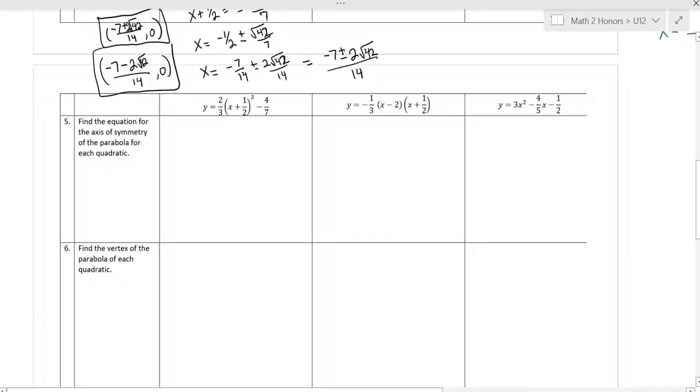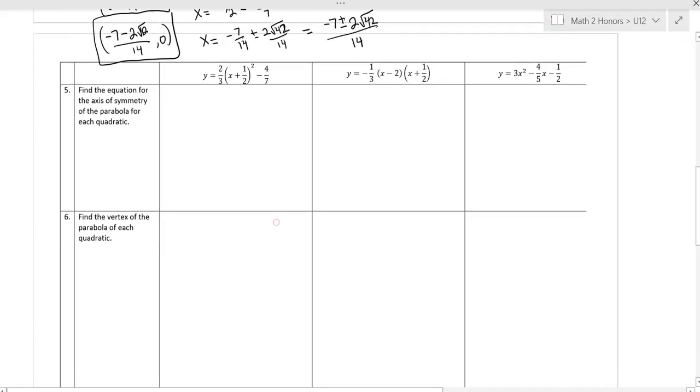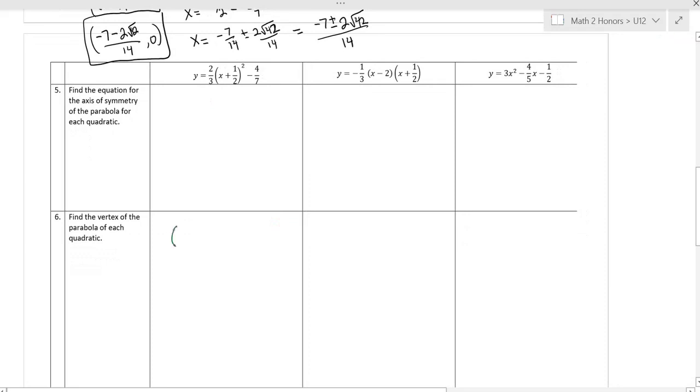Number 5 says find the equation for the axis of symmetry of the parabola for each quadratic. Alright, so the first one is in vertex form, and so it's really easy. You just take the, well, I'm going to do number 6 real quick here. You take the vertex, which is going to be negative 1/2, negative 4 over 7. That's our vertex. Just take the x value, so x equals negative 1/2.